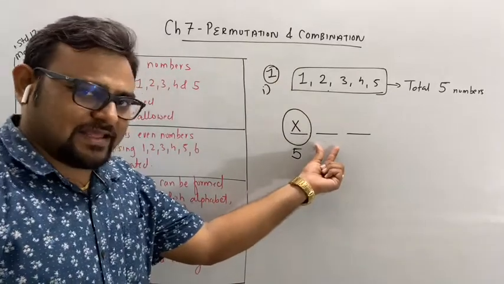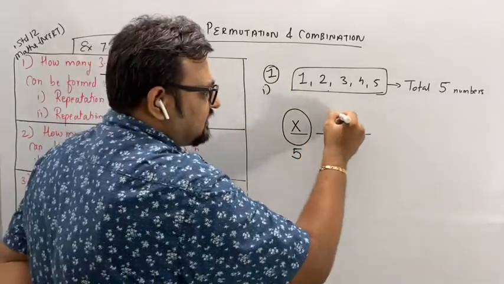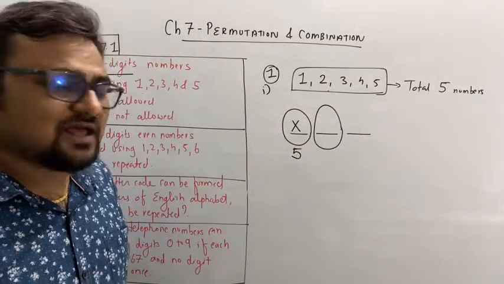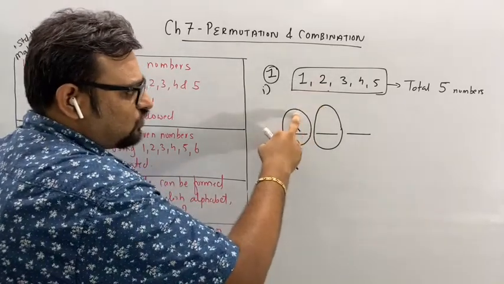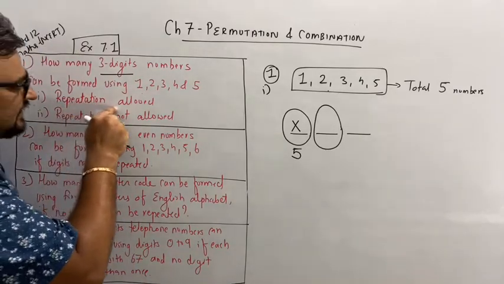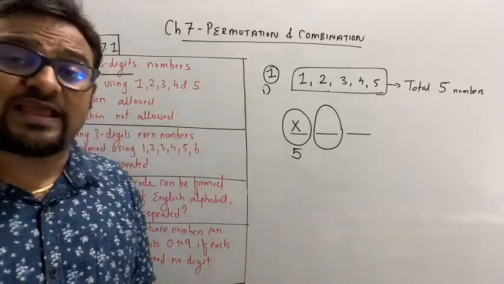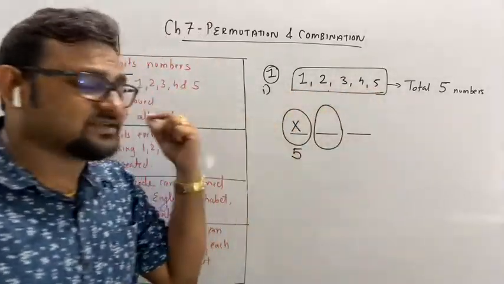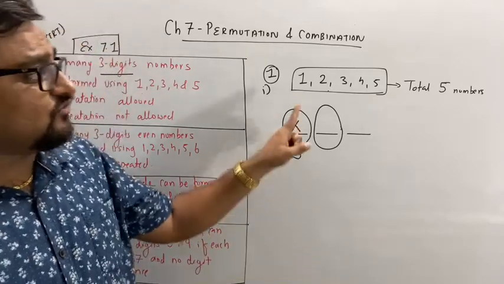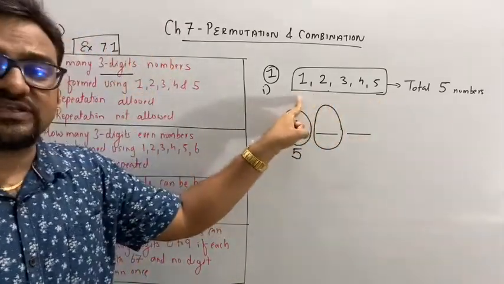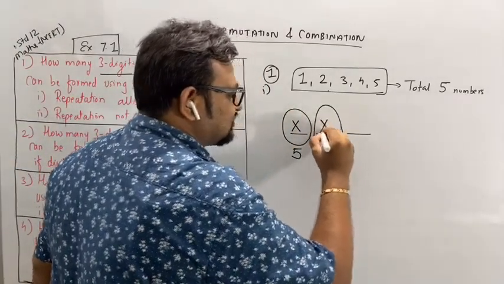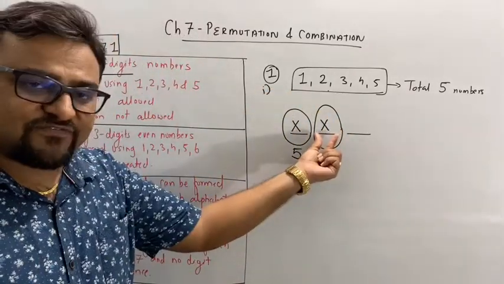Now, for the second place, how many options I have? Let's say if I put here 2, can I put it here 2 once again? Yes. Why? Repetition is allowed. Means you can repeat any number from this twice or thrice. Right? So again, I have five options. I can put any one from these five. So I'm having five possibilities. So let's take, I have filled this place.